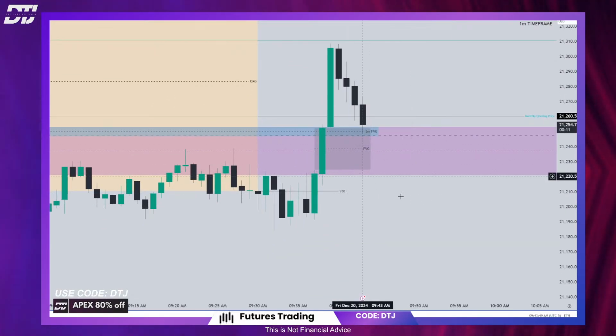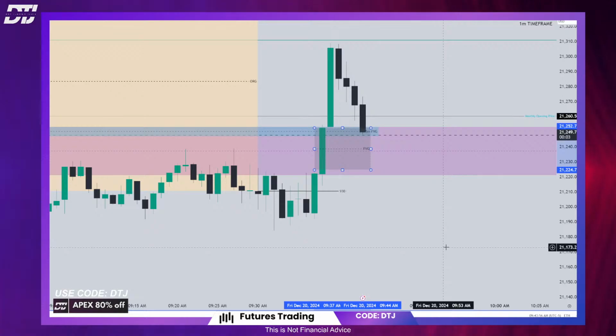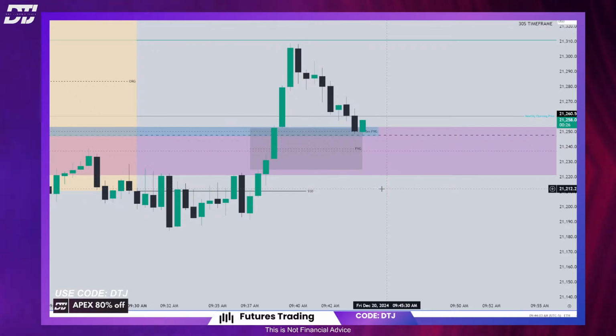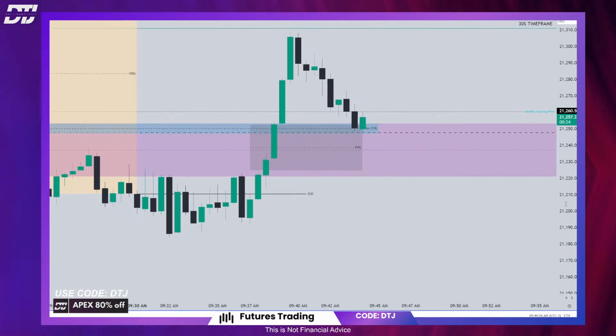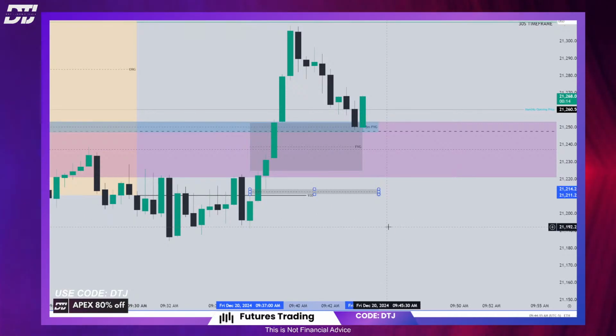I would be open to this, but my only concern is how large the fair value gap is. That's 30 handles. So maybe we drop down to the 30-second and see if there's something smaller. Here's a 30-second right at the 9:30 opening price. This is probably more comfortable for me. It's 4 handles. That sounds much better in my book.